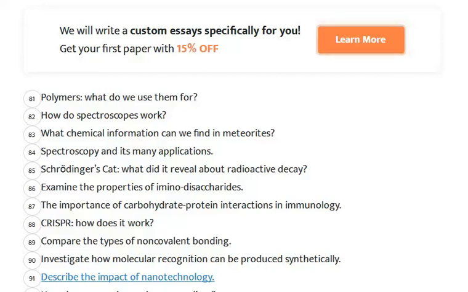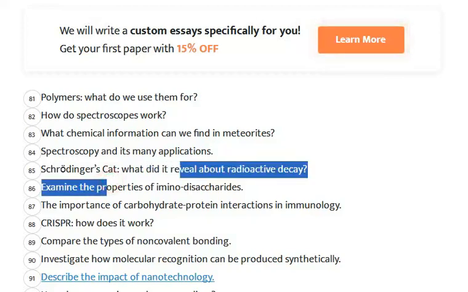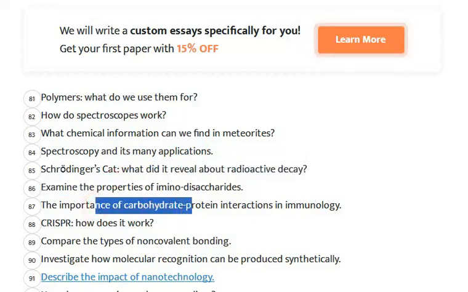How do spectroscopes work? What chemical information can we find in meteorites? Spectroscopy and its many applications. Schrödinger's cat. What did it reveal about radioactive decay? Examine the properties of aminodisaccharides. The importance of carbohydrate protein interactions in immunology.